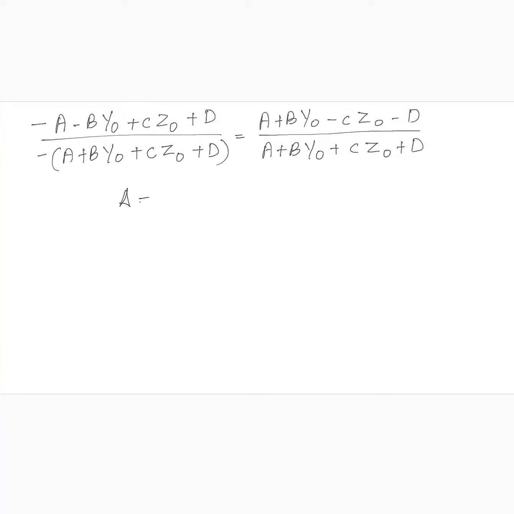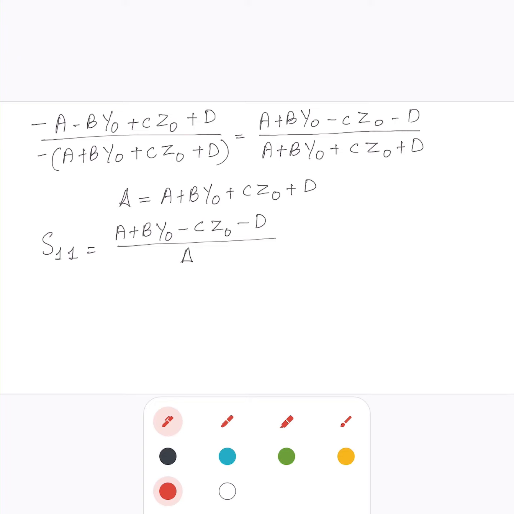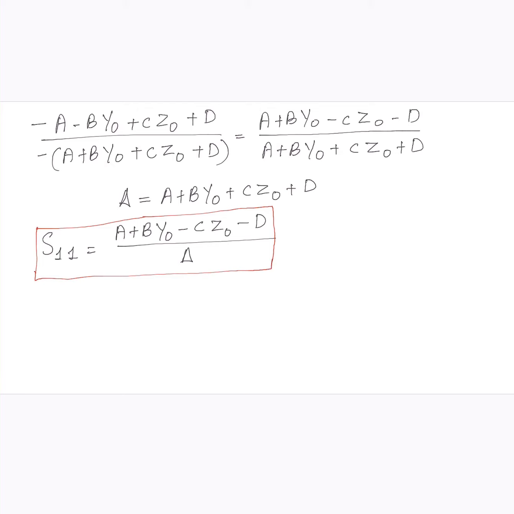where we can write delta is equal to A plus B Y0 plus C Z0 plus D. So S11 will be equal to A plus B Y0 minus C Z0 minus D divided by delta. This will be the final equation for S11. Now continuing with the next parameter.